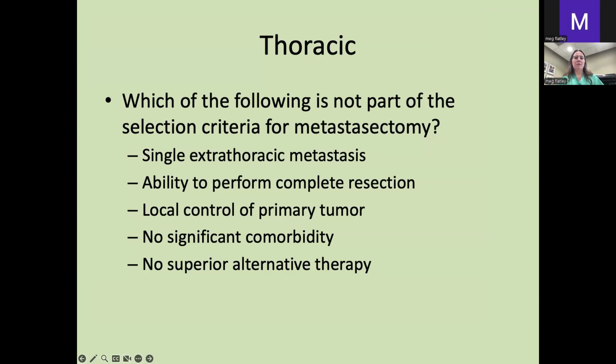This was a question I thought was relevant in the thoracic scene because we'll see a lot of METs to the lungs. For metastasectomy, the selection criteria, you can take out multiple extrathoracic METs, which we know. But these other things you need to have: you need to be able to completely resect everything, you need to have local control of the primary, and they need to be able to tolerate whatever you're going to do.